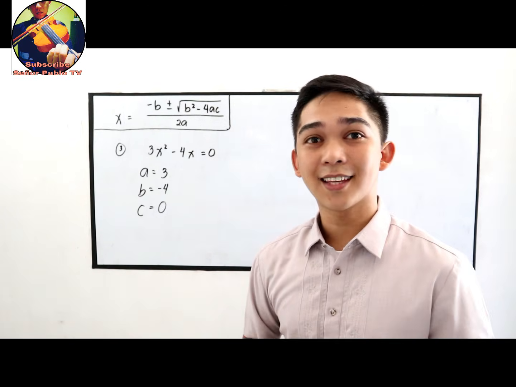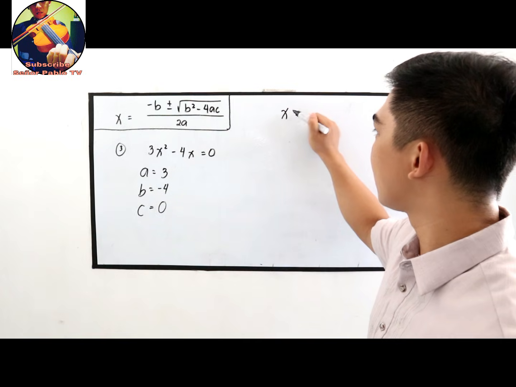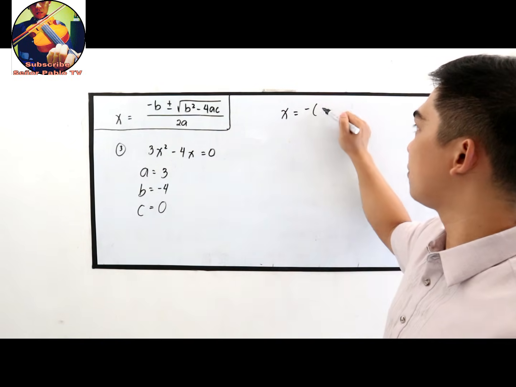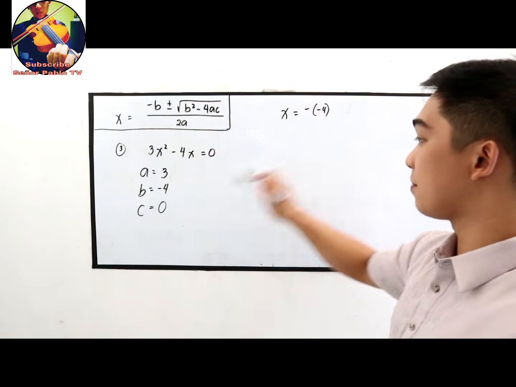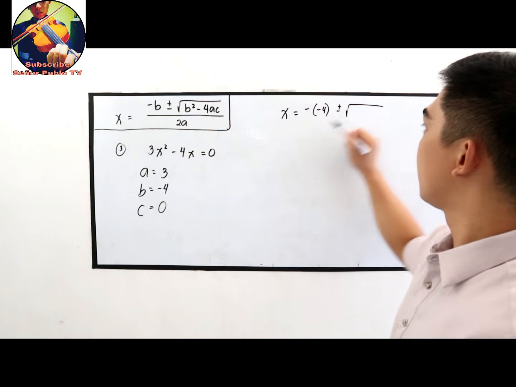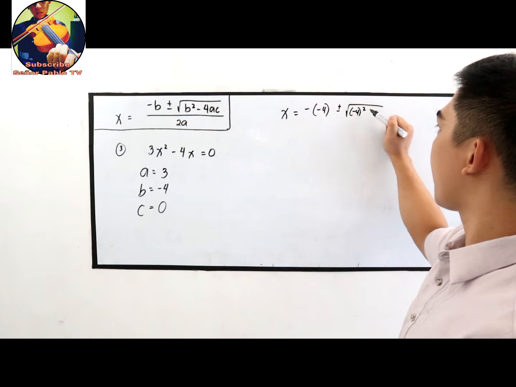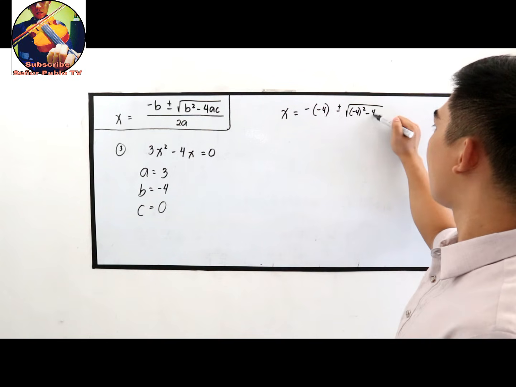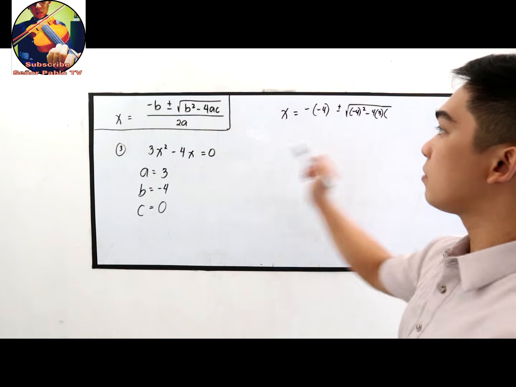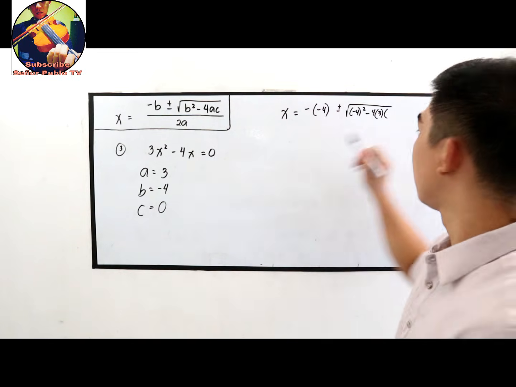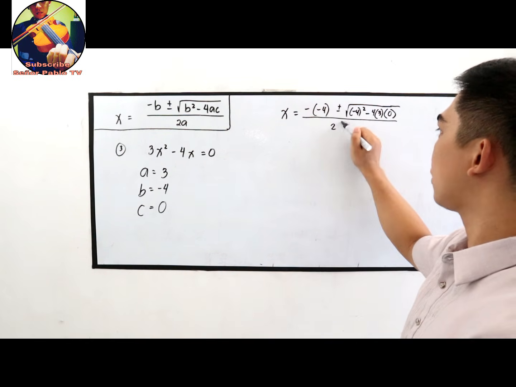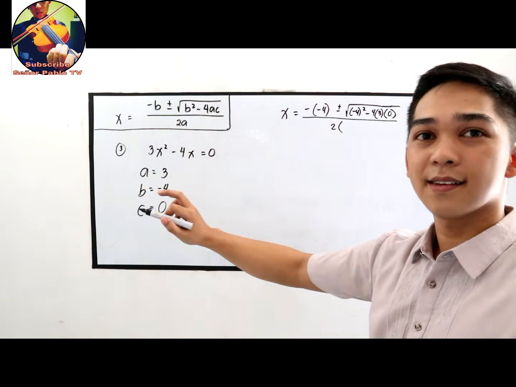Then substitute na natin. So x is equal to negative b. So negative 4, si b natin. Plus minus square root of negative 4 square minus 4 times, ang a natin is 3, times, ang c natin ay 0. So 0. All over 2 times, a natin is 3.